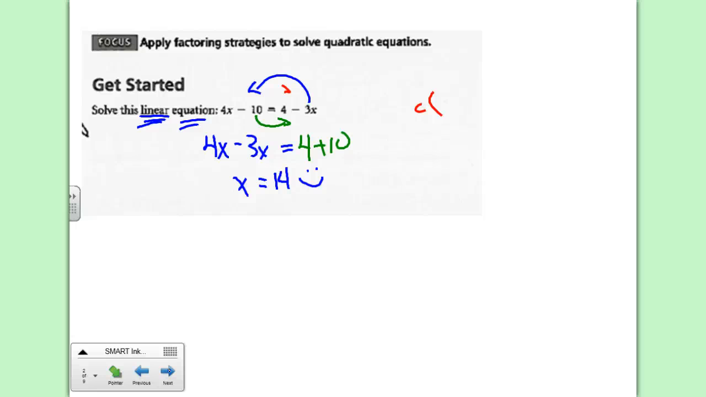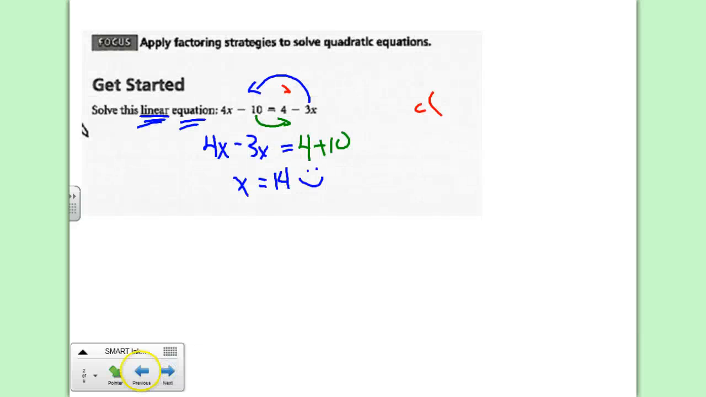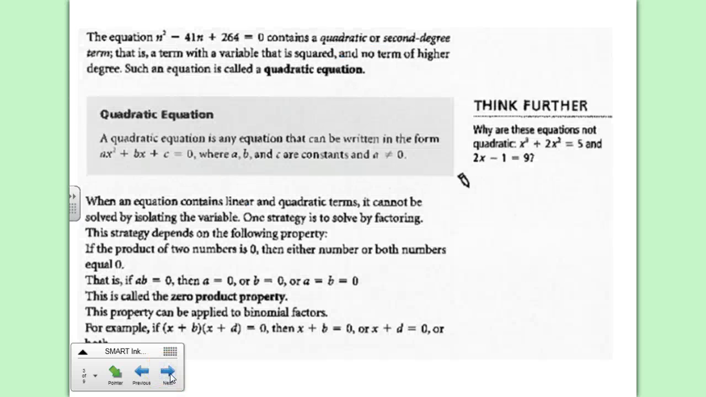We were able to take variables to one side and numbers to the other and solve it. But when we look at a quadratic equation, that's not going to be the case. So in this next slide, we start looking at, well, what is this quadratic thing that we talk about?